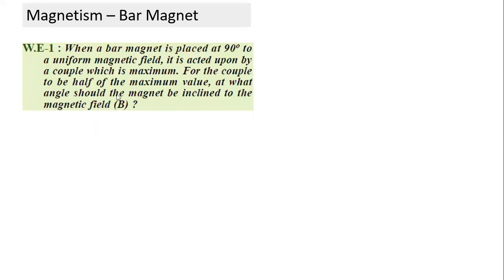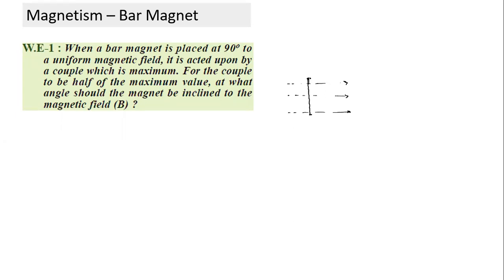Let's look at some questions. We have done similar questions in slightly different form and notation, but the underlying principle remains the same. I'll do a little faster. When a bar magnet is placed at 90° to a uniform field, how do we visualize this? We draw a uniform field in terms of parallel field lines, and the bar magnet is placed at 90° to the uniform magnetic field. This is how the bar magnet is placed.